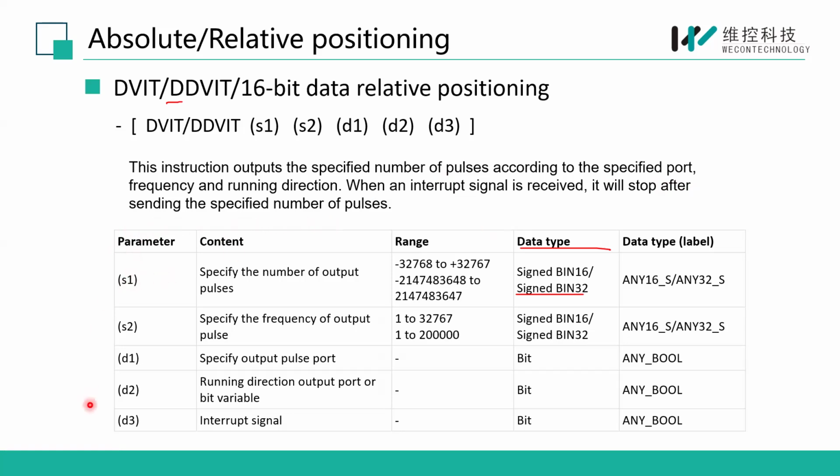There are 5 parameters. The S1 parameter means the specified number of output pulses, and the second, S2 parameter, means the specified frequency of output pulses. In short, this one is the number of pulses, this one is the speed of pulses. And D1 means the specified output pulse port, Y0, Y1, Y2, we can choose. And D2 means the running direction output.